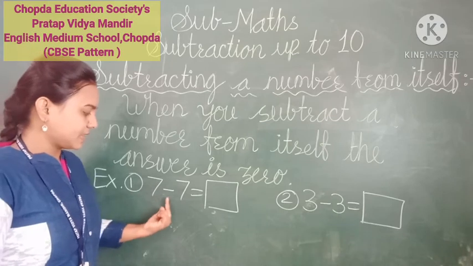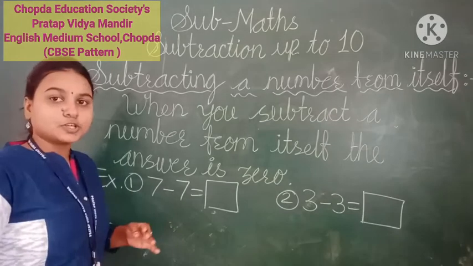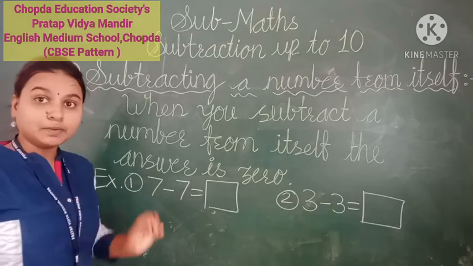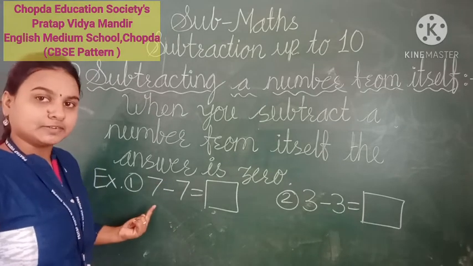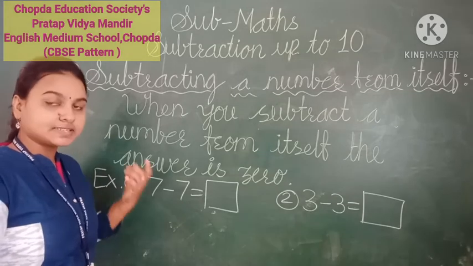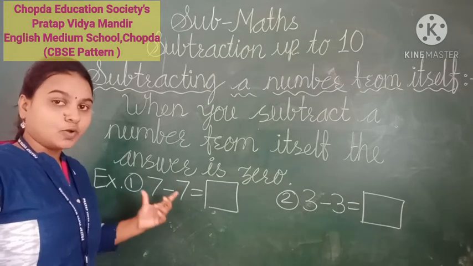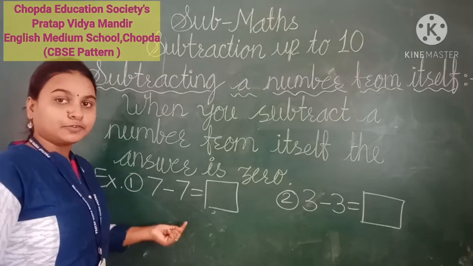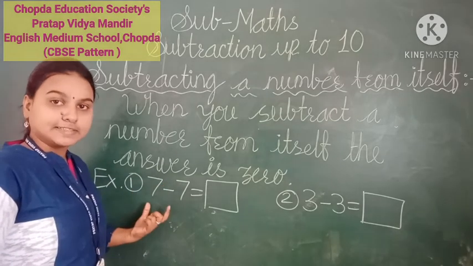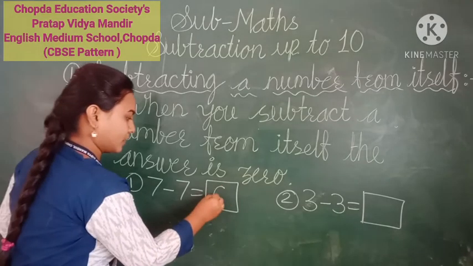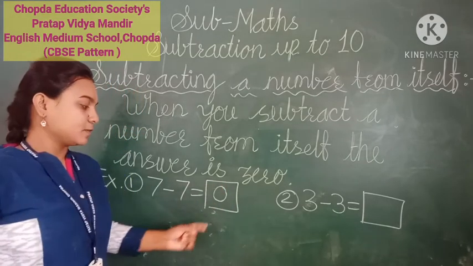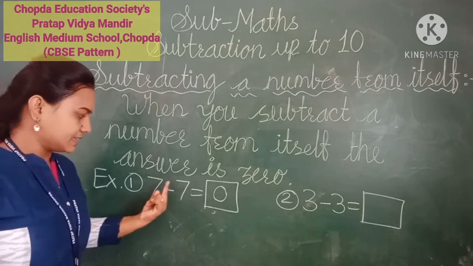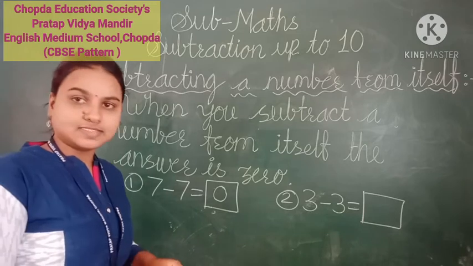The first example is 7 minus 7. When we subtract any number from itself, both the numbers are the same. So using this property, when we subtract a number from itself, the answer is 0. So we write 0 as the answer. It means 7 minus 7 is 0.